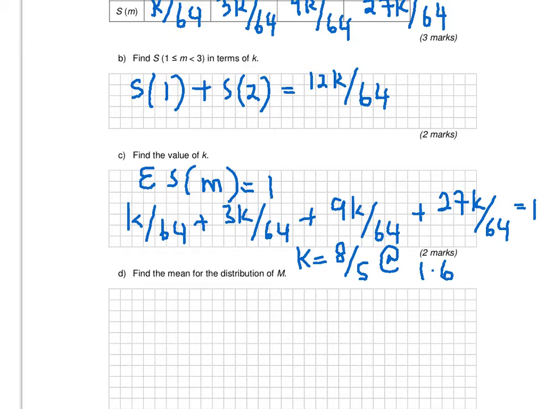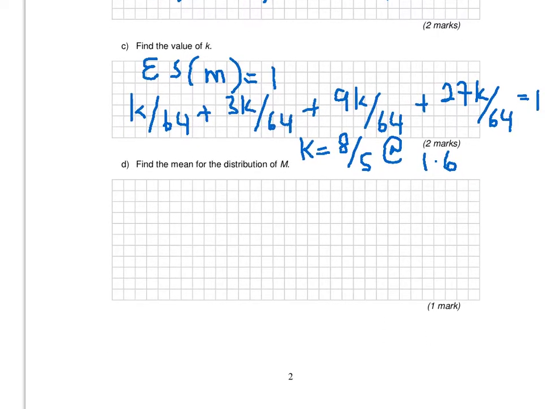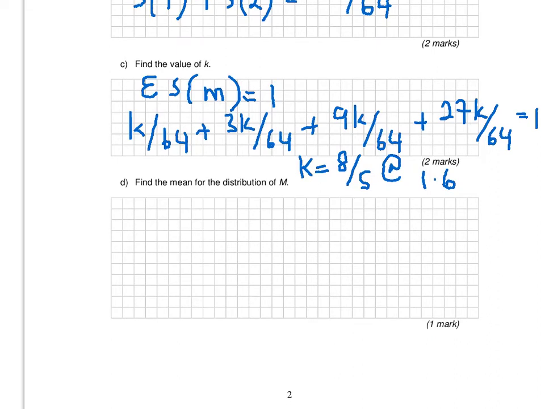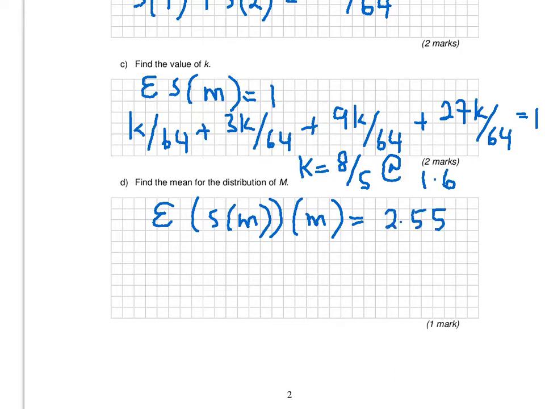The final part requires us to determine the mean. To identify the mean, we could use the formula, which is the summation of the probability multiplied by the respective value of m. Calculating this, we get the value of 2.55, and this is the mean of the distribution. You could also use the option available using GC to obtain the value. This option is better should you need to determine the standard deviation as well.